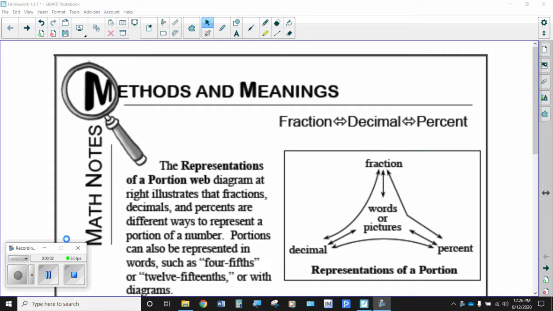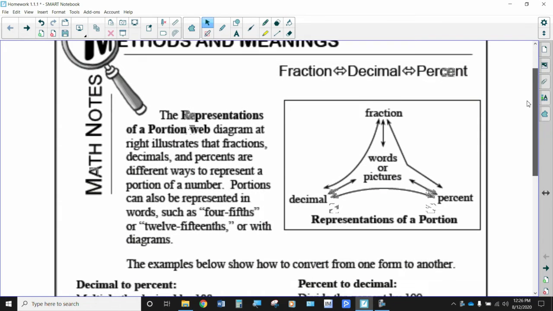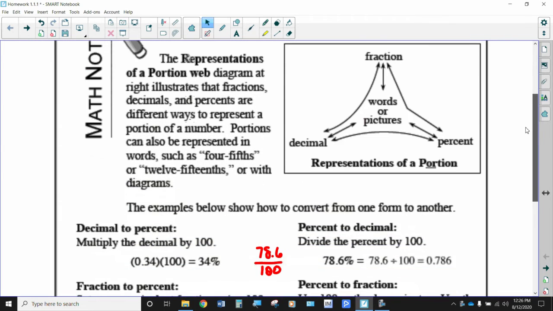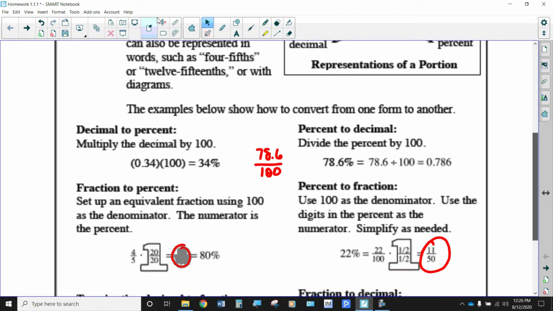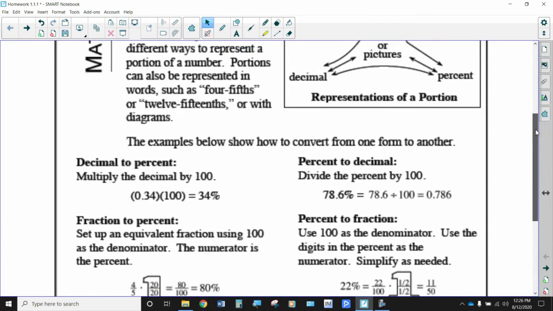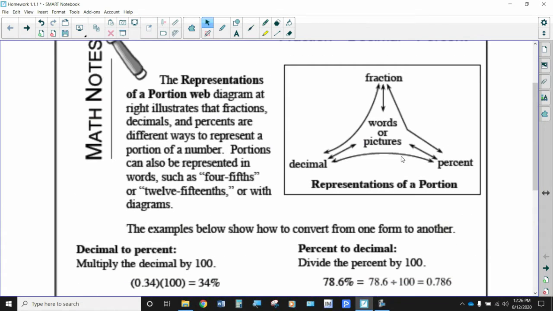Alrighty, let's take a look at our first homework for the year for lesson 1.1.1. First, we start off with our M&Ms, which basically is showing us how to convert. Okay, how to convert from fractions to decimals, percents, going back and forth between those representations.